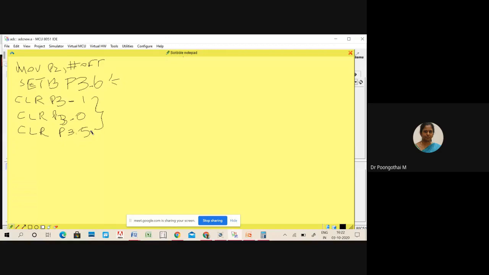So these data lines should be clear because these pins require a high to low pulse to get activated. So initially these data lines have to be cleared.